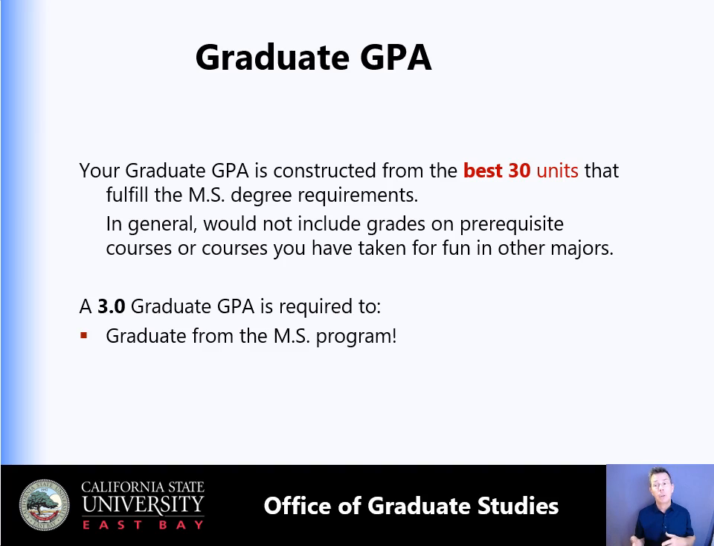Since those courses aren't typically applied towards your degree, they're not included in your graduate GPA. You really want both the cumulative and graduate GPAs to be better than 3.0, but it is required that your graduate GPA be 3.0 or better in order to graduate.